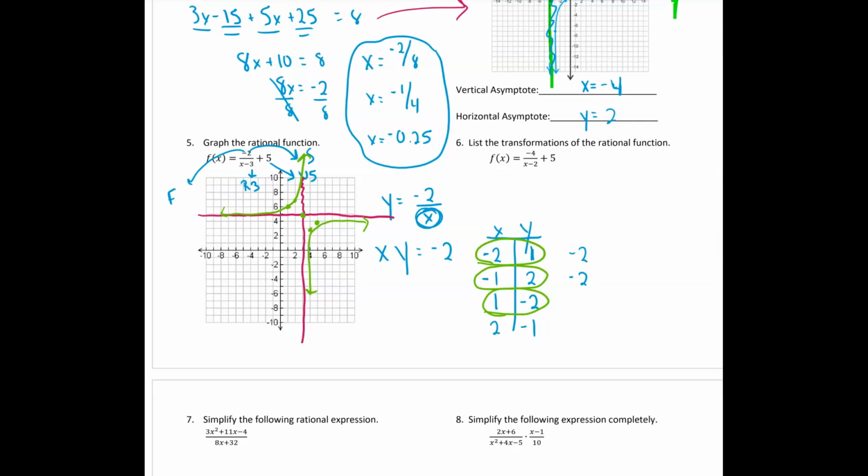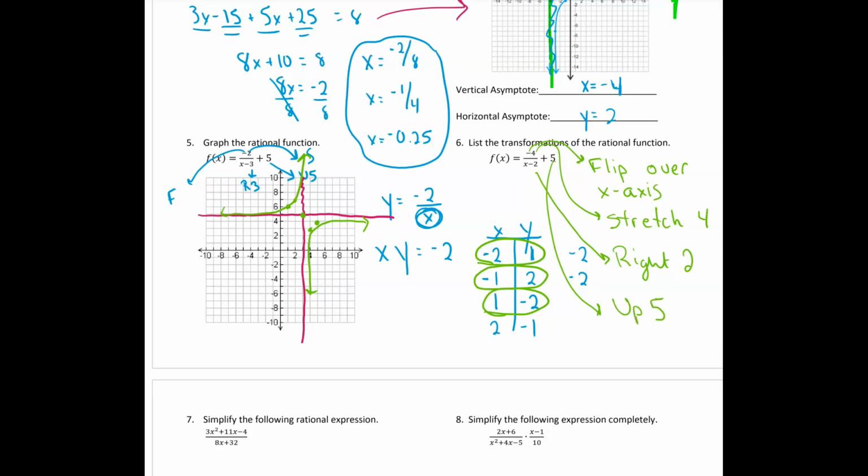Problem 6, the job is to list the transformations. So again, just talking about the transformations, I'm going to have a flip. A little bit more specifically, it's going to flip over or across the x-axis. This 4 is going to stretch. The 2 is going to go right 2, and the 5 is going to make the shape go up 5.